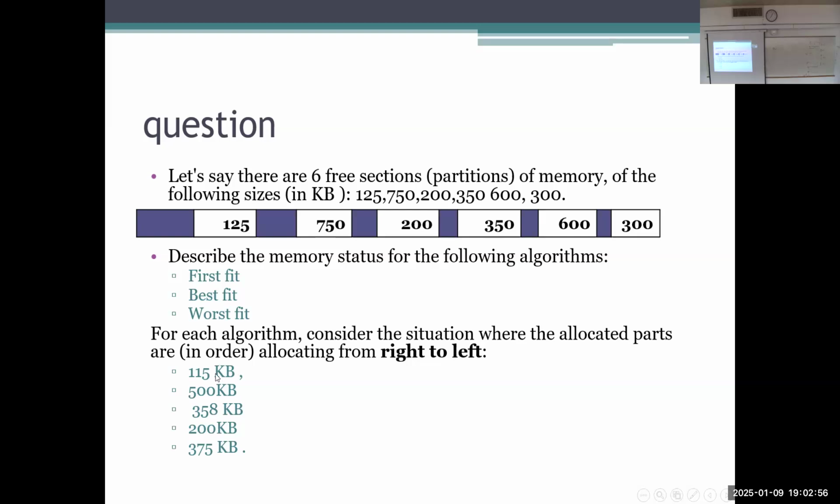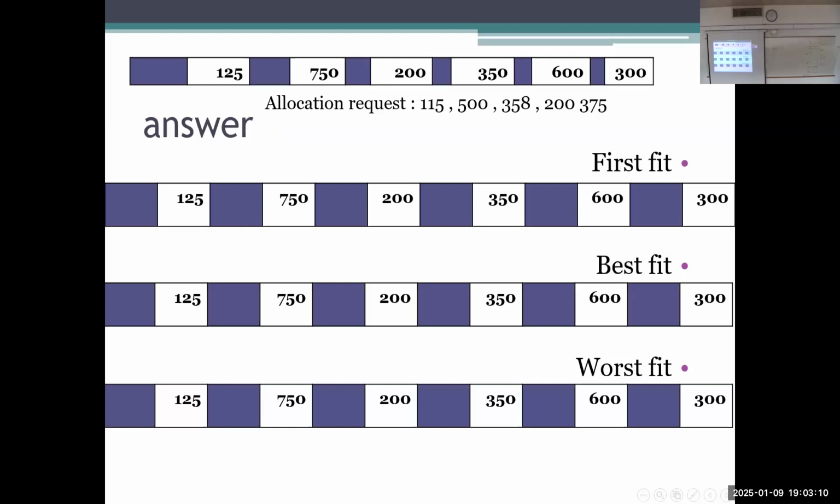So then we want to come in with 115. Where are we going to put it? Well, if it's first fit, we're going to put it here. If it's worst fit, we're going to put it here. And if it's best fit, we're going to put it here. First fit, best fit, worst fit, here is our 300.